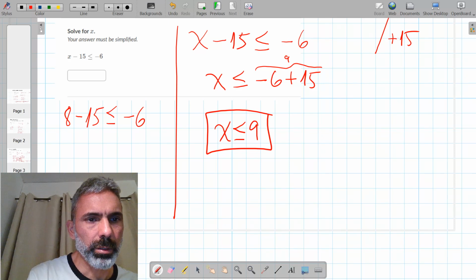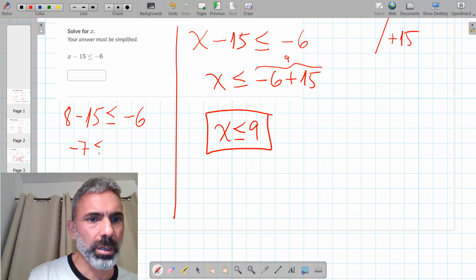X minus 15, 8 minus 15. 8 is positive, 15 is negative, so the difference between the two is 7, and the result is negative because 15 is greater than 8 and 15 is negative, so the result here is minus 7.